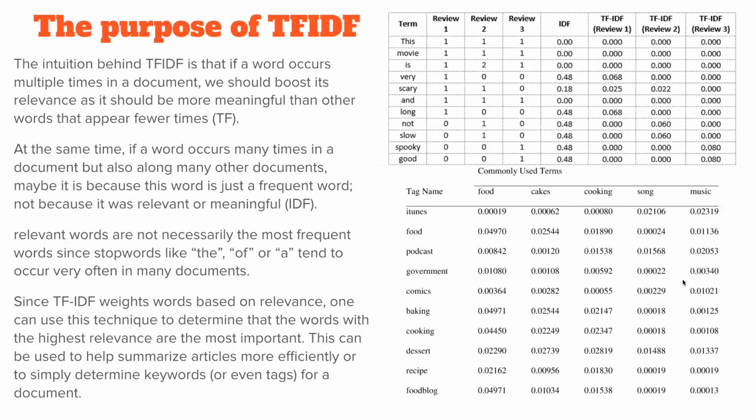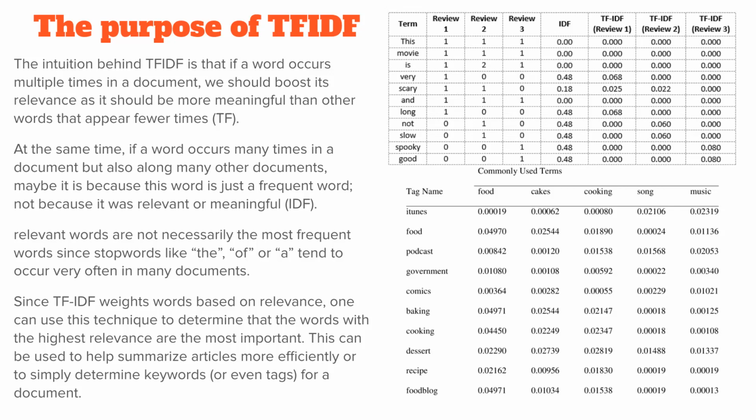Now, what is the purpose of TF-IDF? The intuition behind TF-IDF is that if a word occurs multiple times in a document, we should boost its relevance, as it should be more meaningful than other words that appear fewer times. But if a word occurs many times in a document, but also along many other documents, maybe it's because this word is just a frequent word, not because it is relevant or meaningful in terms of inverse document frequency.